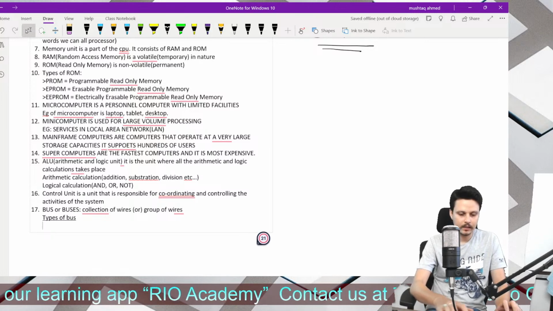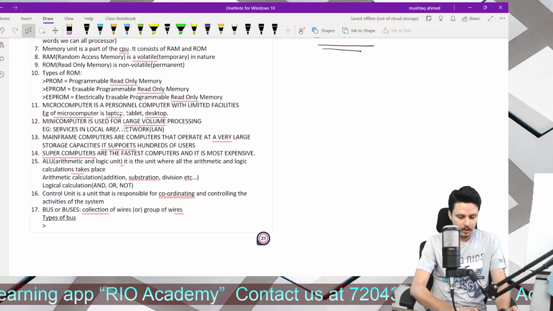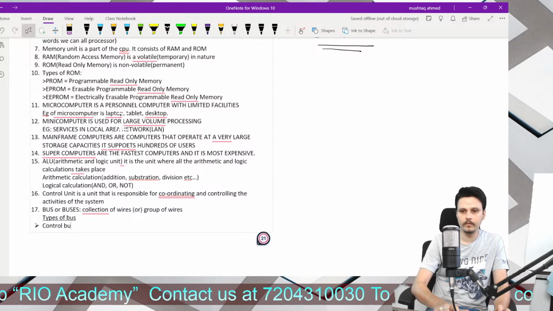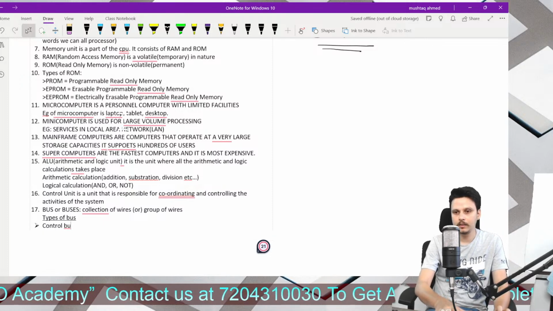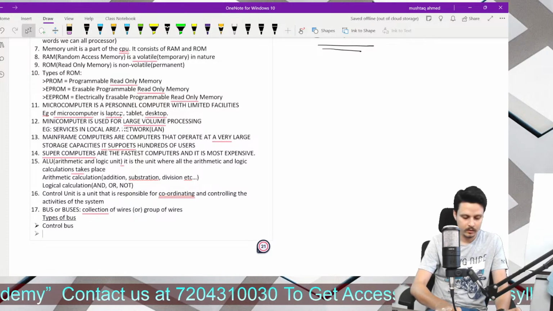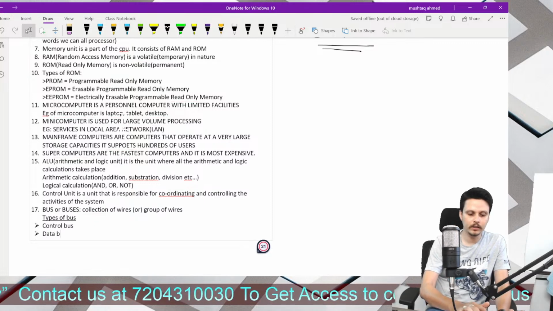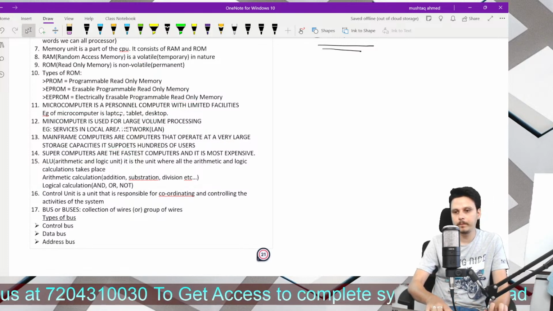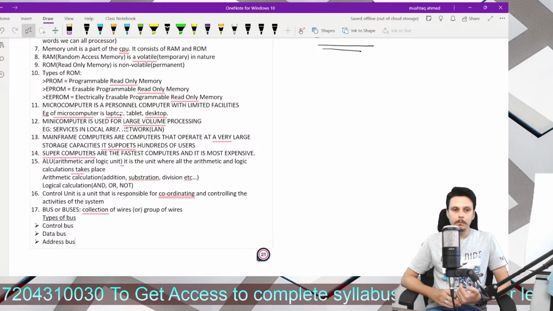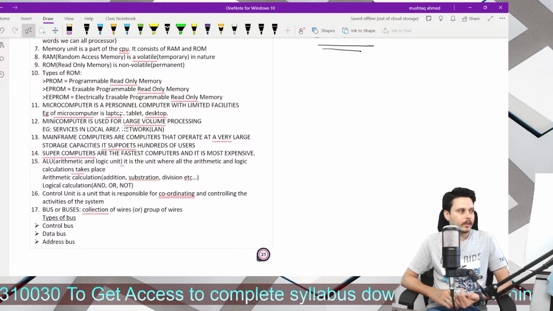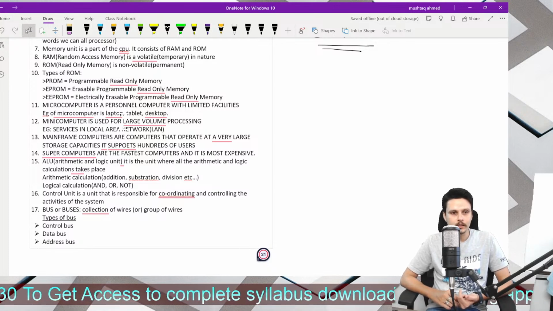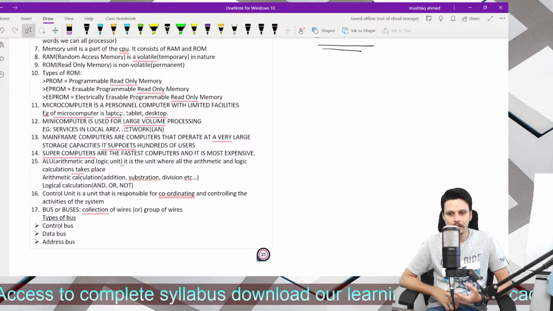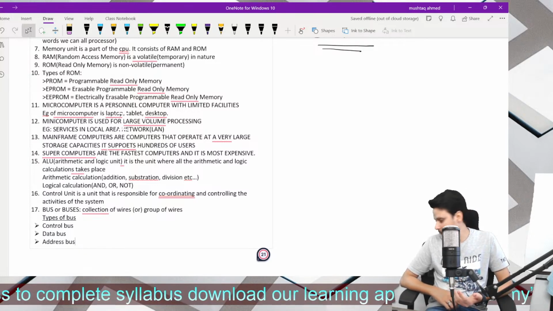The first type is control bus. Second type is data bus. Third type is address bus. So what is a bus? Bus is a collection of wires or a group of wires. In bus there are three types: control bus, data bus and the address bus.